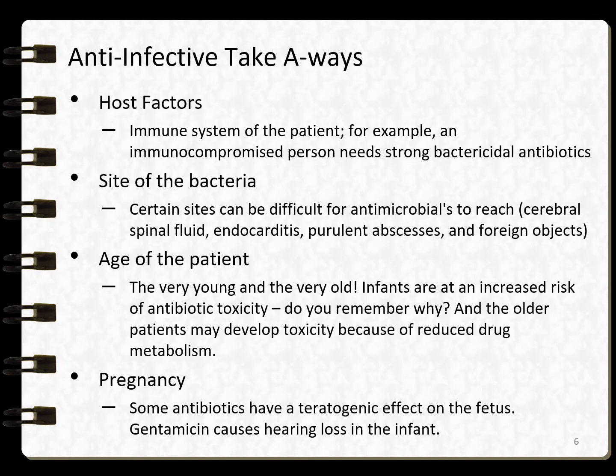There are a few things that I want you to take away from this. I always want you to think about the nursing process along the way when we're treating a patient. Some things that we're going to look at are host factors, the age of the patient, and pregnancy. Host factors is the immune system of the patient. For example, if they're an immunocompromised person, then they're going to need some stronger bactericidal antibiotics.